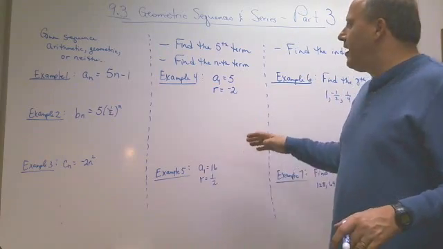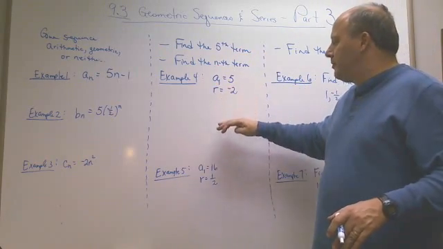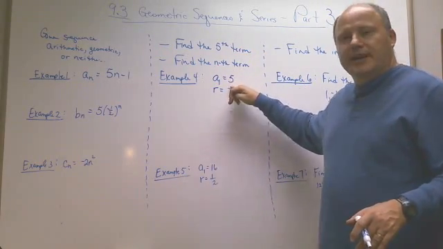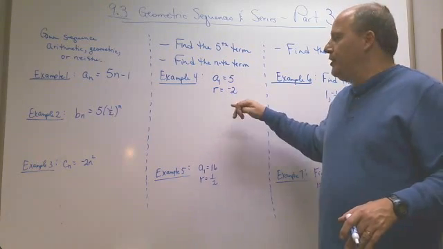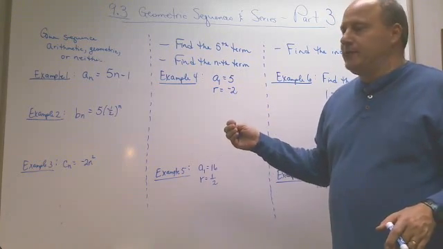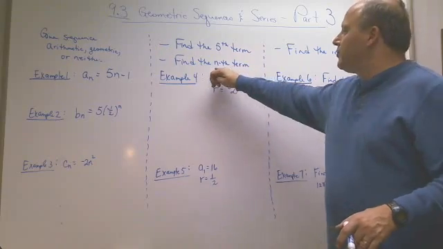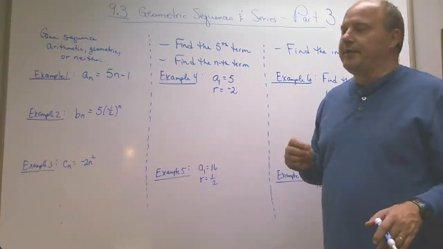In examples 4 and 5, we want to find the fifth term of the sequence. They tell you what the first term is and the common ratio. And we don't want to just list them out until you find it. We want to use a formula. And we also want to find the nth term formula for that.